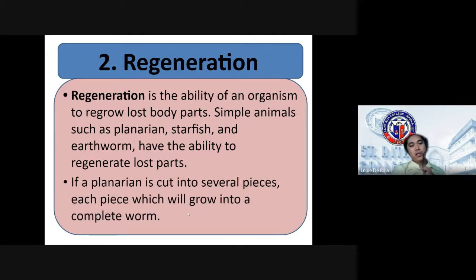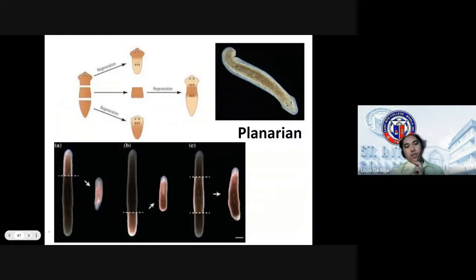Okay, if a planarian is cut into several pieces, each piece will grow into a complete worm. Yun po yung regeneration. Pag pinutol mo siya, kunyari isang organism lang siya. Kapag pinutol mo siya into three, magiging tatlo po yung organism na mabubuo kasi magre-regenerate lang po yung lost body parts. So bali nagiging tatlo na siya.